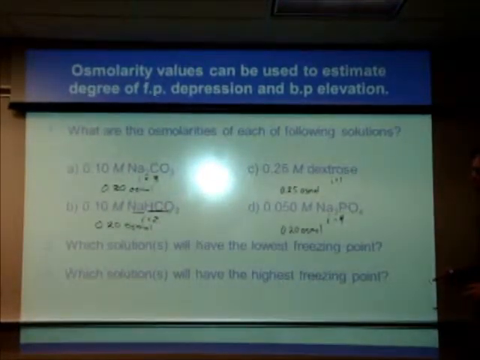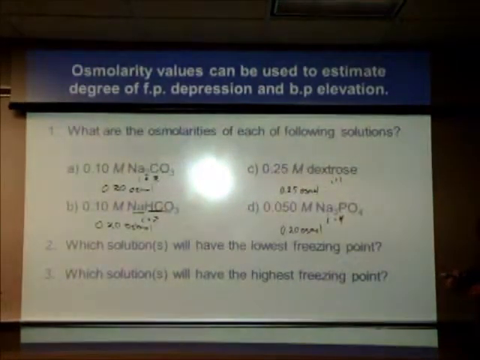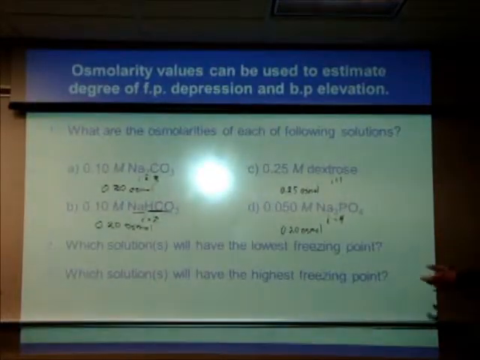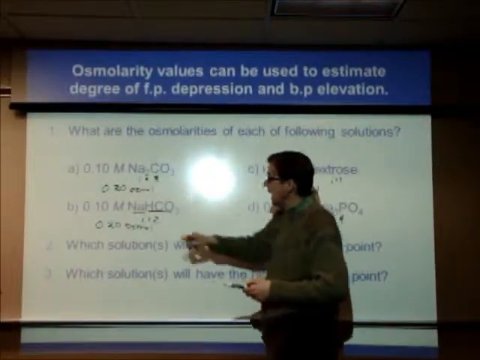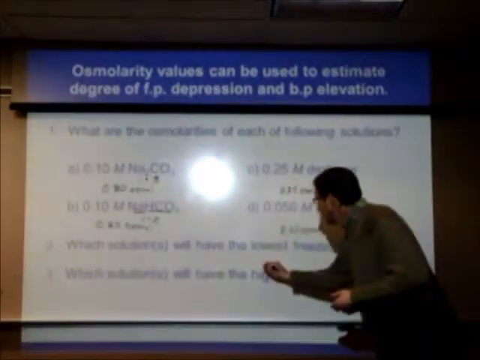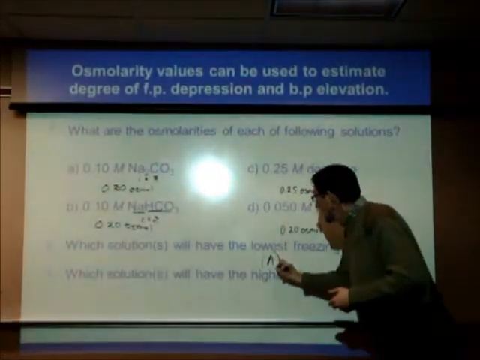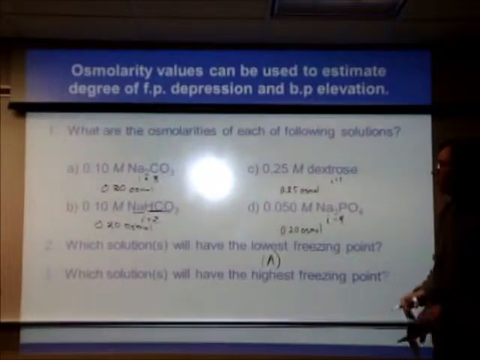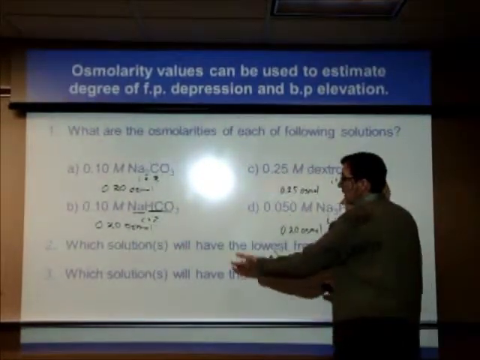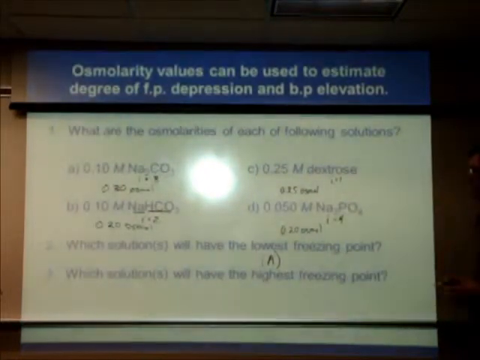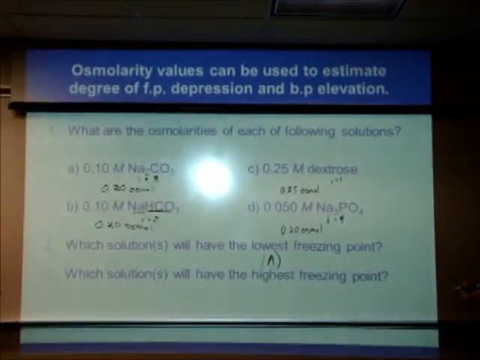So looking at these, which one of these will have the lowest freezing point, or what solutions? It turns out the lowest freezing point is going to be by solution A. And the reason that it's solution A is because it is 0.3 osmolar, so it has the most solute particles in there. So it's going to drop it the greatest.